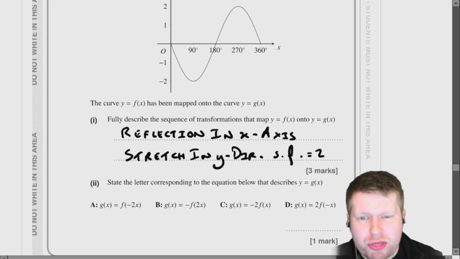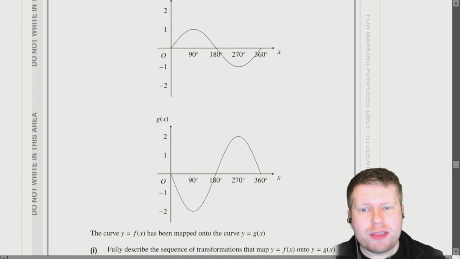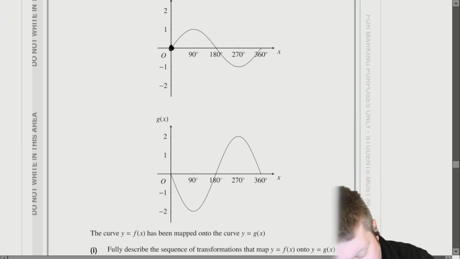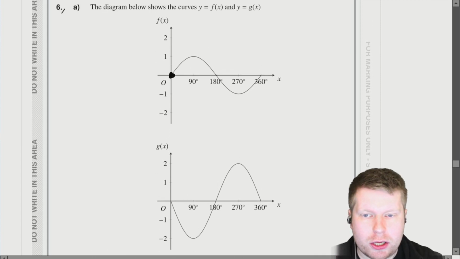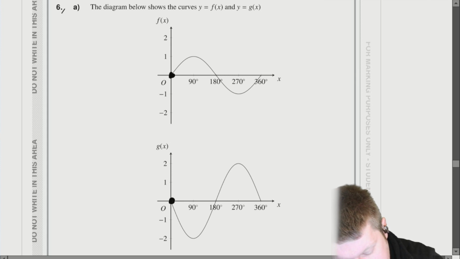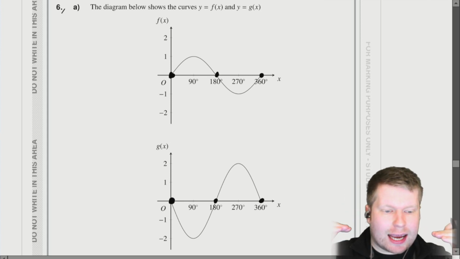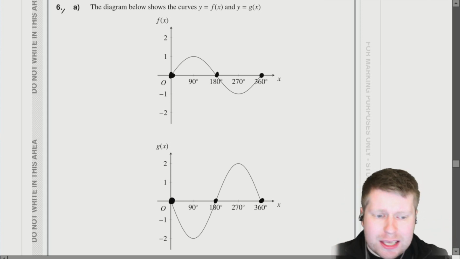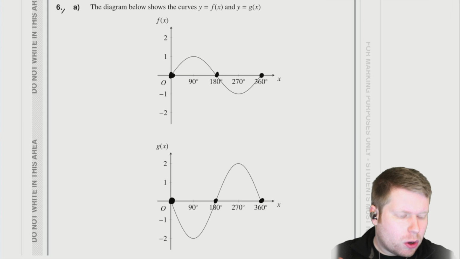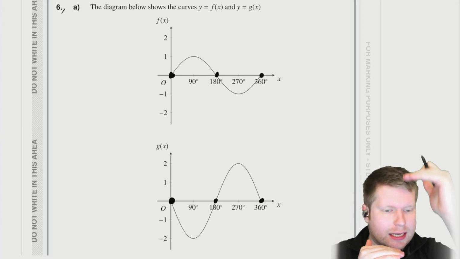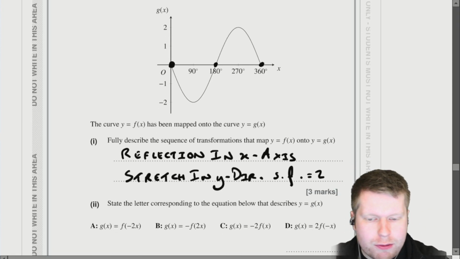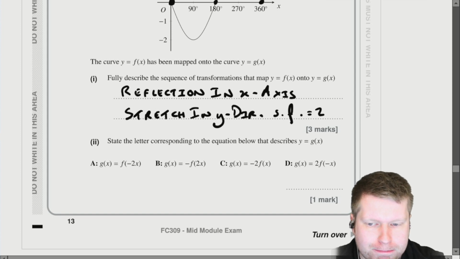Again, I saw all weird things going on here, like translations. This cannot have been translated, because if you have a look, this point, i.e. where it used to intercept the axis, still intercepts the axis here. Okay, and equally, that point matches up with that point, and that point matches up with that point. So the fact that the x-intercepts haven't moved means that it's exclusively reflection or stretching. Translation would mean these intercepts would have moved, okay? But they haven't in this case, so it's just a reflection or stretch.